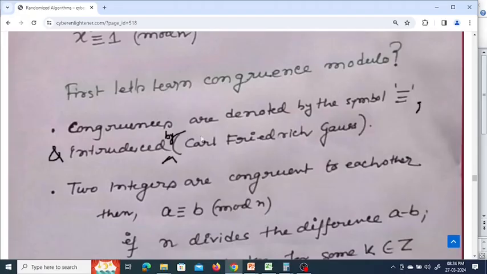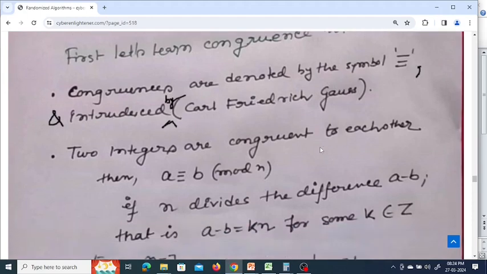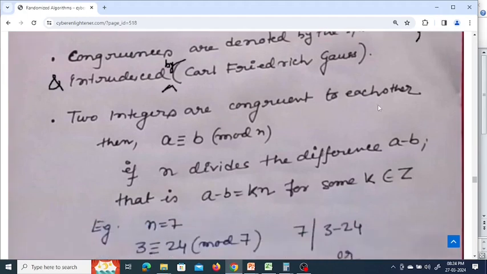First, congruence is denoted by this symbol. This is the congruent symbol, and it was introduced by Carl Friedrich Gauss. If two integers A and B are congruent to each other, then we will write A congruent B mod n. That means A minus B will be divisible by n. So n divides the difference A minus B. That means A minus B equals Kn for some K which belongs to Z.